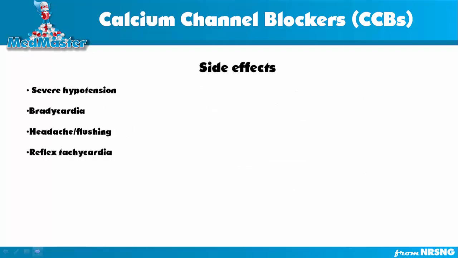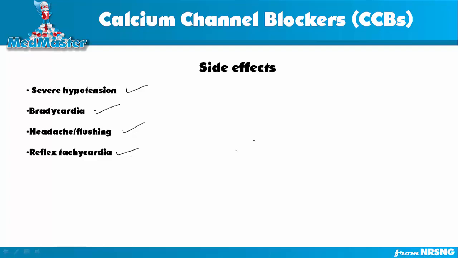So what are the side effects of this medication? Obviously, severe hypotension, because it causes vasodilation. It can cause significant bradycardia because, as we talked about, it also affects the SA node and decreases the production of electrical activity there, which decreases the heart rate. So it can cause bradycardia, headache, and flushing, and sometimes it can also cause reflex tachycardia.